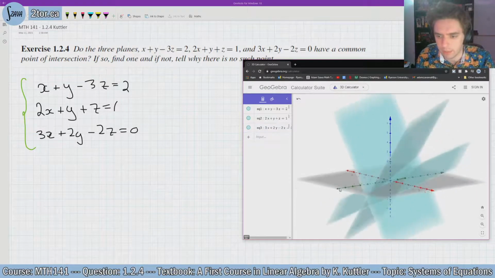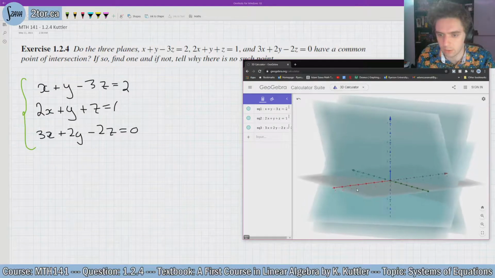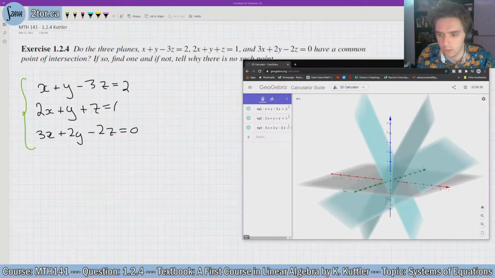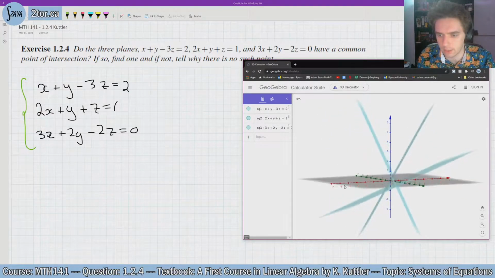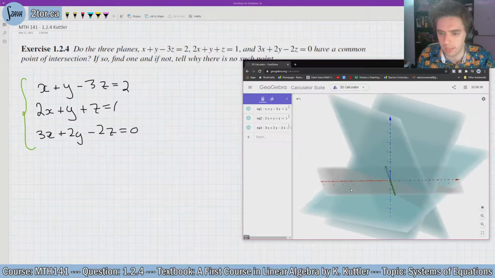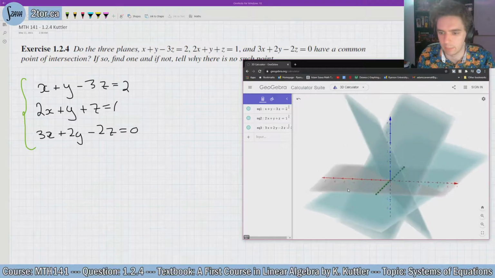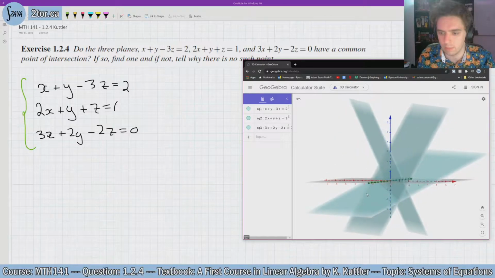And there's our three planes, right? And so do these three planes have a unique solution? Well, these two planes intersect on this line here, right? These two planes intersect on the line. And then we got to ask, does this third plane also intersect that line at any point? So we can't really tell from the graph.